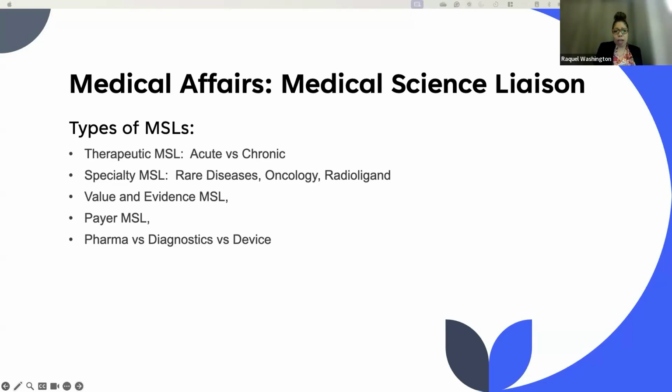And then there are different types of companies, right? There's pharma, which we've talked about. There are diagnostic companies like the company that I'm working for. There's device, right? Medtronic, and my husband's on an insulin pump. That's a company, and they have MSLs. So there are different types of companies. Think non-traditionally. Don't be so hyper focused on one type of industry. Look at the different industries that MSLs are working in.